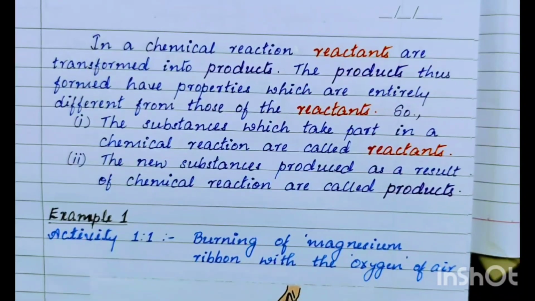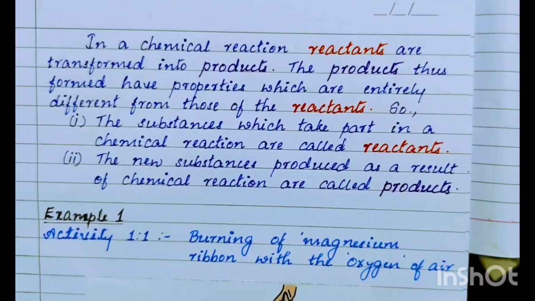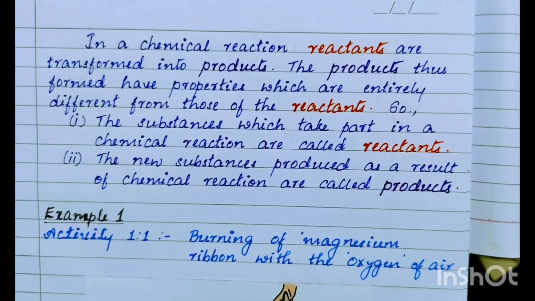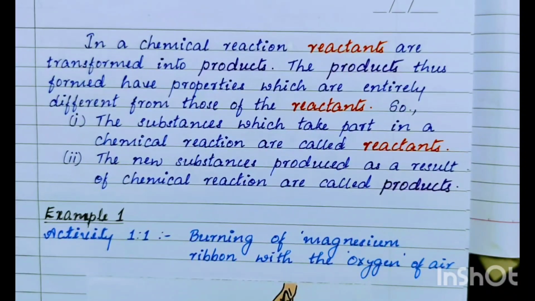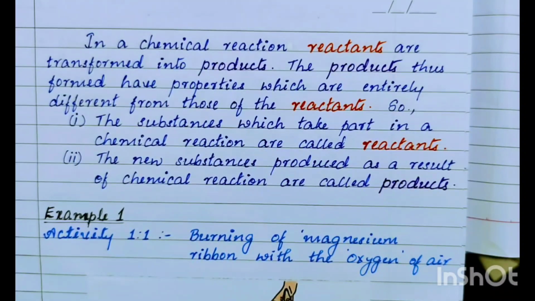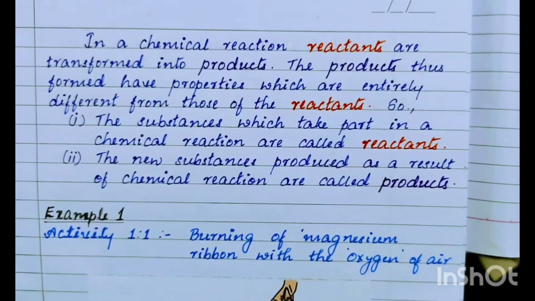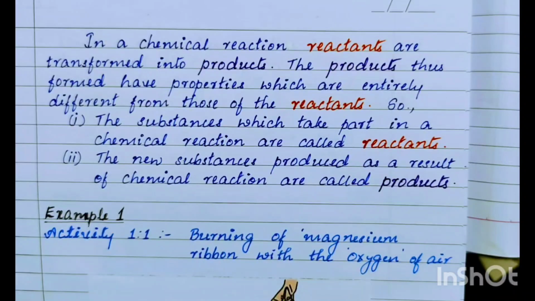Now let us study two terms, reactants and products. In a chemical reaction, reactants are transformed into products. The products thus formed have properties which are entirely different from those of the reactants. The substances which take part in a chemical reaction are called reactants. The new substances produced as a result of a chemical reaction are called products.